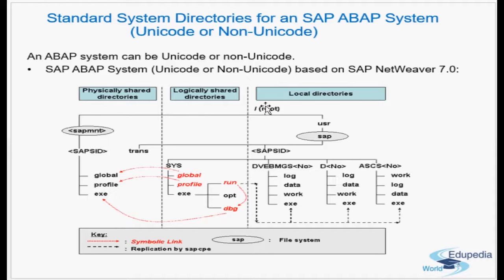So just keep in your mind whether the version is 7.0 or lower, or whether it's ABAP and Java or only ABAP. So they start from root, /usr/sap/SID, /usr/sap/trans, /sapmnt/SID. These are the major directories. So under them, what types of subdirectories do we have? Okay, you can check that from these pictures.